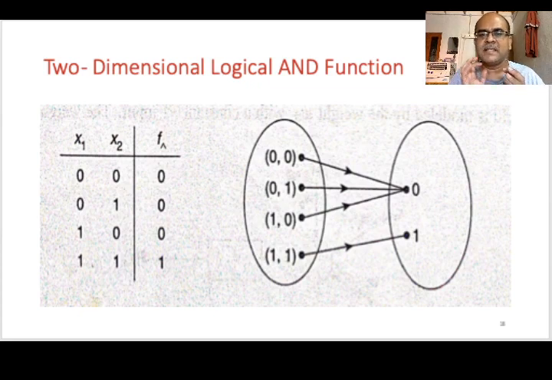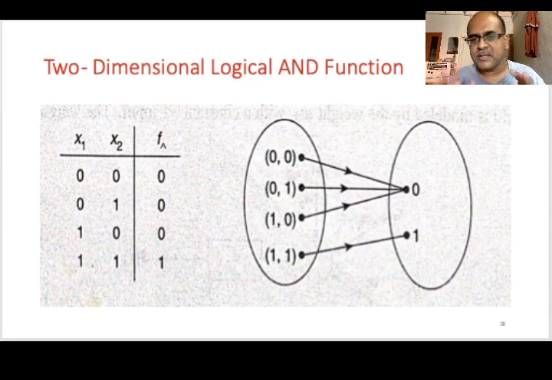So a simple example of a two-dimensional logical AND function is given here. Everybody is aware of the truth table for an AND function. The AND function logical gate very clearly says when both the inputs are 1, the output is 1, else the output is 0. Everybody knows the AND function. I need not elaborate, right?